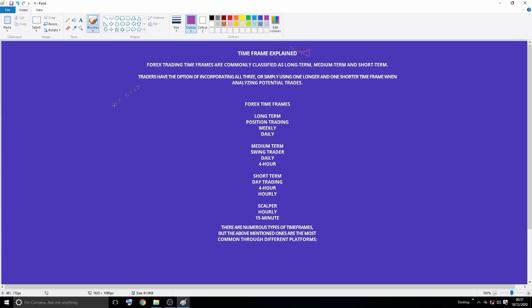What is a time frame? Forex trading time frames are commonly classified as long-term, medium-term, and short-term. Traders have the option of incorporating all three, or simply using one longer or one shorter time frame when analyzing potential trades. So forex trading time frames: for long term, we have daily and weekly. This is for position traders.